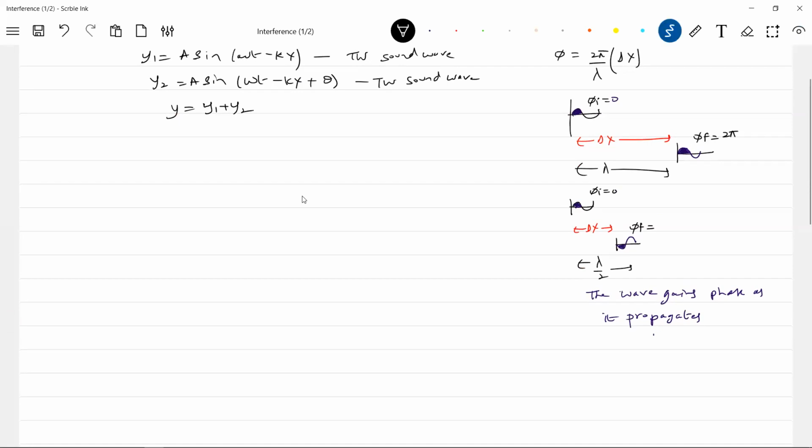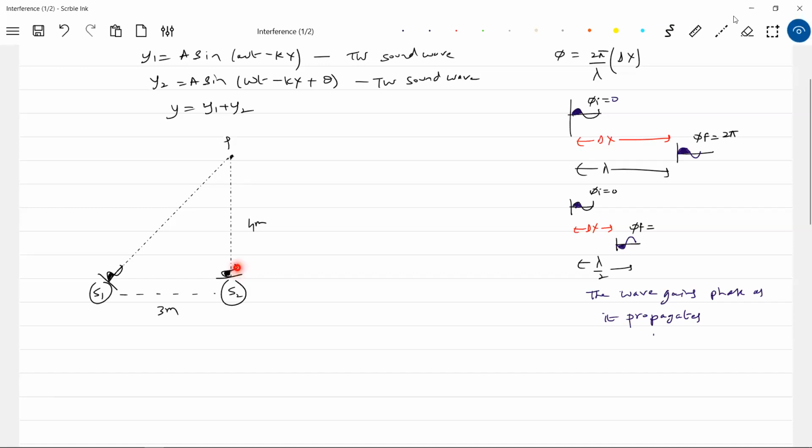So there are two sources, S1 and S2. Let me choose a point P where the initial phase of them, let it be 0. Both are generated with a 0 phase. You can see from the diagram here. Now you take like this. So let this distance be 3 meter. This is 4 meter. Then how much of path length will this cover?